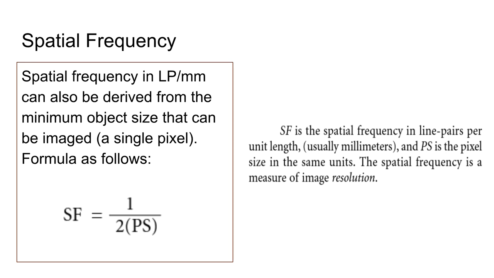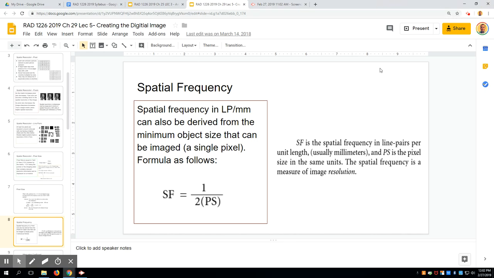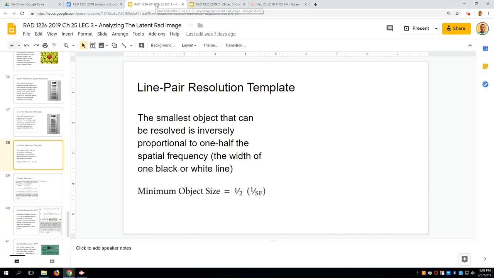Last week, or maybe the week before, we saw spatial frequency. It was here. And it was related to trying to figure out the minimum object size that could be resolved by the system. So we started discussing spatial resolution a little bit. And we said that we would take 1 divided by the spatial frequency and then multiply that by 0.5 or 1/2 to give us a minimum object size.